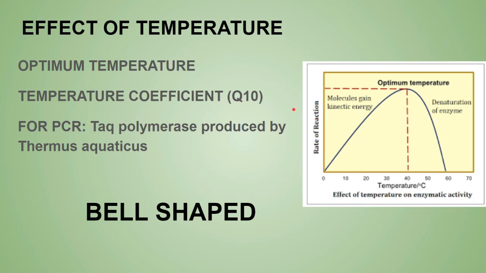Now, another very important term is the temperature coefficient or Q10. This is the factor by which the rate of catalysis is increased by a rise of every 10 degrees Celsius. It means at every 10 degrees Celsius rise, the increment in the reaction rate is a factor, and that factor is determined by the temperature coefficient.